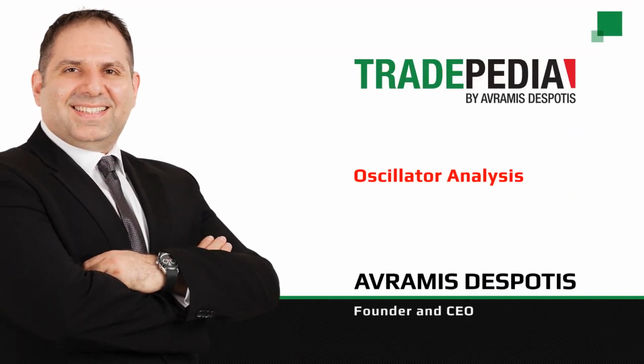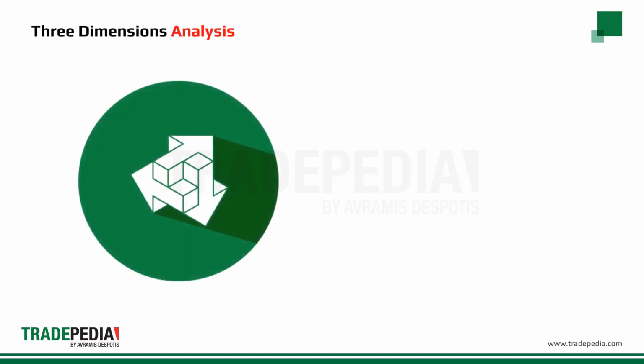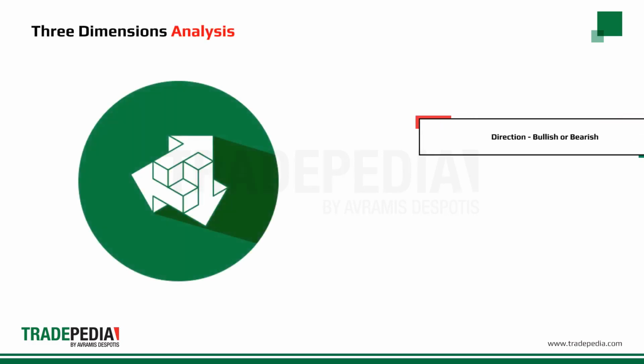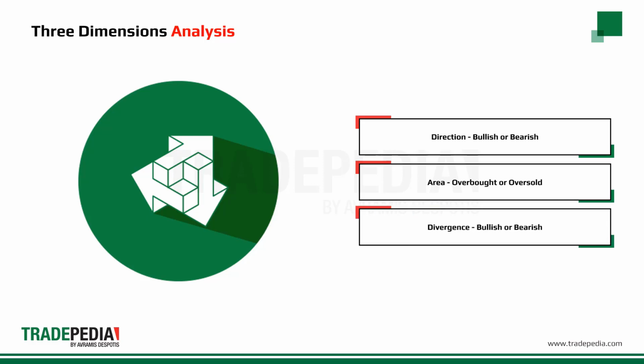Oscillator analysis. In this video, you will learn how oscillators are analyzed: direction, area, and divergences. Oscillators are analyzed in three dimensions: direction, whether it is bullish or bearish; area, whether it is overbought or oversold; divergences, whether it is bullish or bearish.